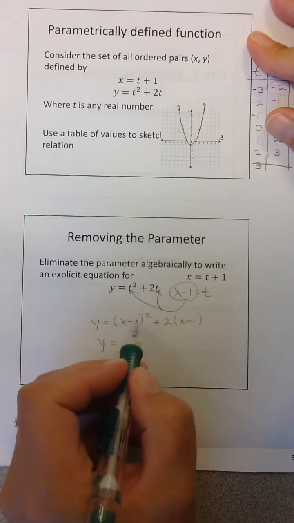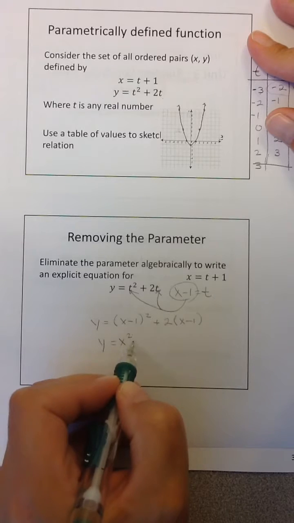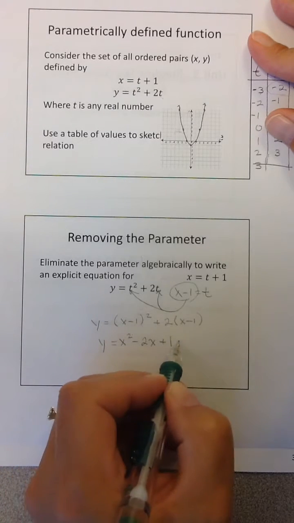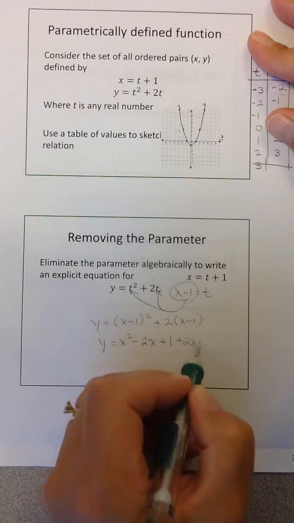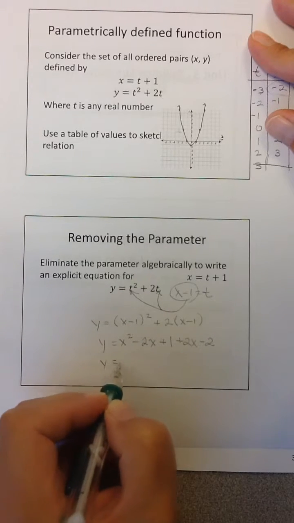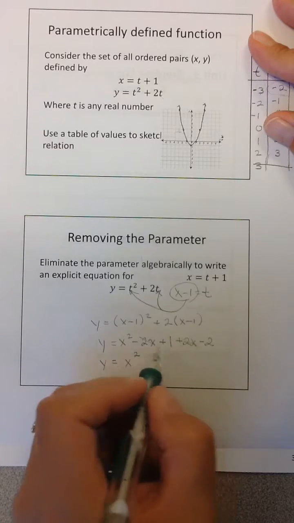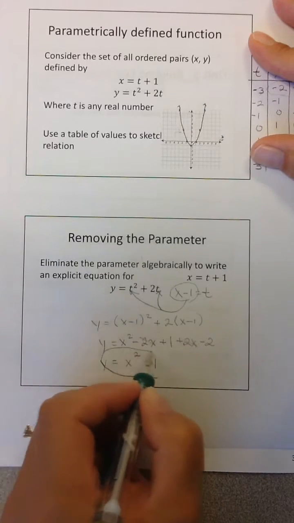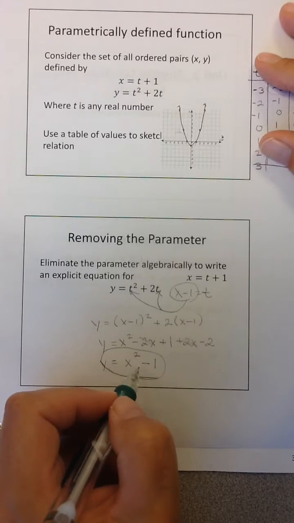If I multiply x minus 1 times x minus 1, I don't want to take a lot of time for that, so let me just skip to what we would get as a result. If we FOIL that, x squared minus 2x plus 1 will be the result. Then if I distribute the second term, 2 times x is 2x, 2 times minus 1 is minus 2. And then we'll combine some like terms. X squared. The two x's add up to 0. And 1 minus 2 is negative 1. And we get an explicit equation for y in terms of x.